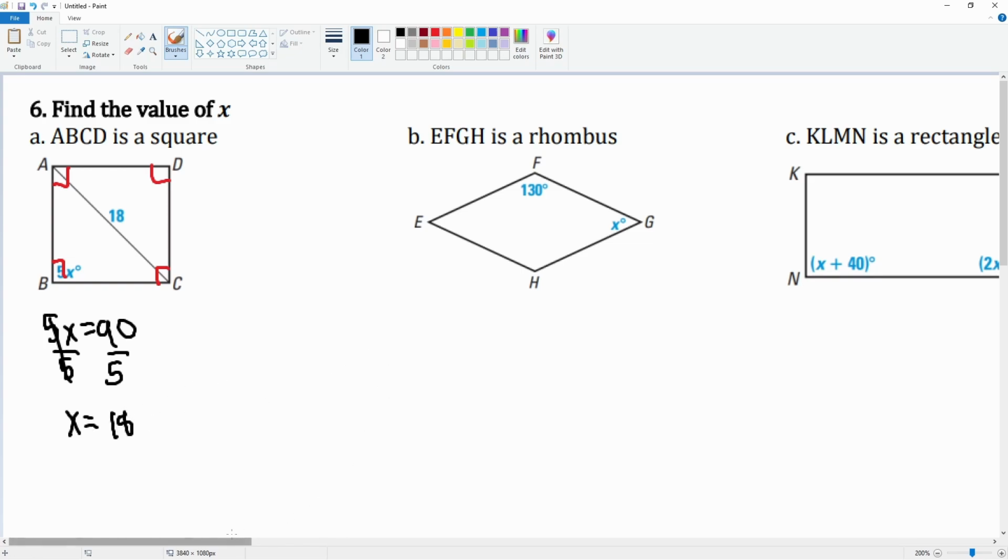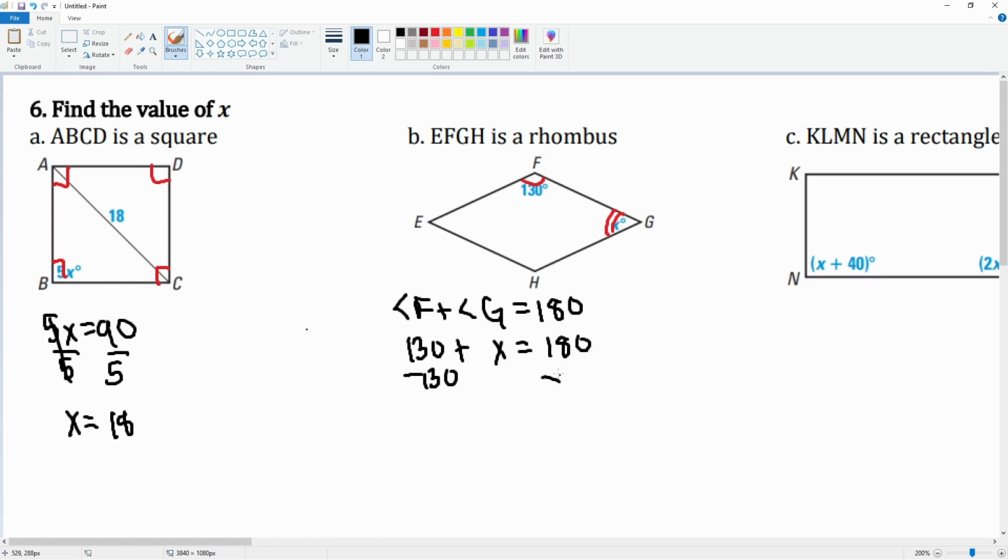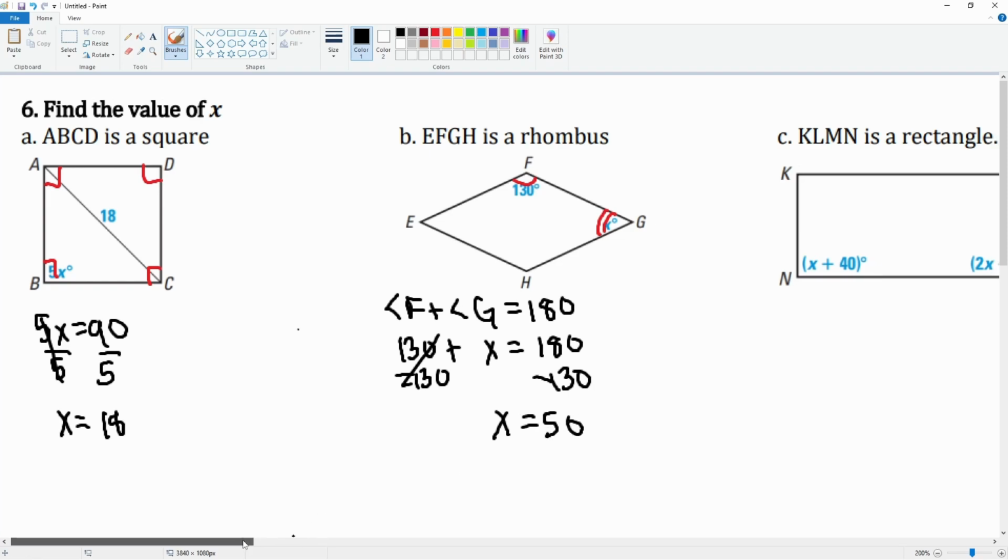Next, we want to see if it is a rhombus. There are several interesting things about the rhombus. The fact that the rhombus is a parallelogram, we know that these two here have to be supplementary. So we know that angle F plus angle G has to be equal to 180. So 130 plus x is equal to 180. Subtract 130 from both sides. This cancels, x is equal to 50 degrees.